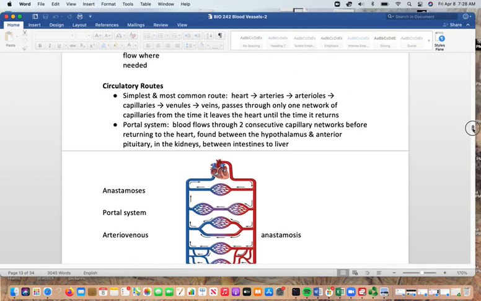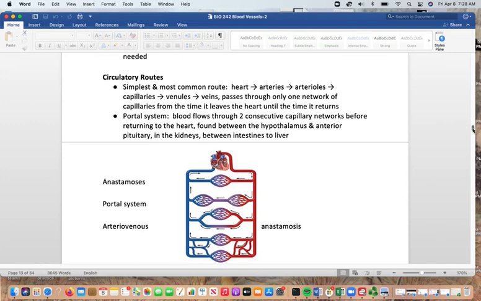When we look at the circulatory routes, the simplest and most common route for blood to go is from the heart to the arteries, to the arterioles, to the capillaries, to the venules, to the veins, and they only pass through one network of capillaries from the time it leaves the heart till it returns. So the blood will go to a location, it's going to drop off and do its exchange at that location, and then it will return to the heart. So that's the most common one. That way everybody gets their own fresh blood supply.